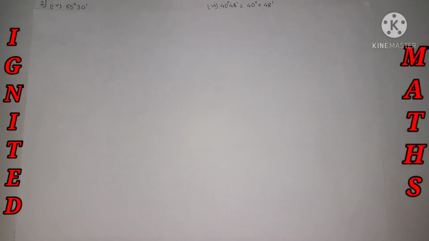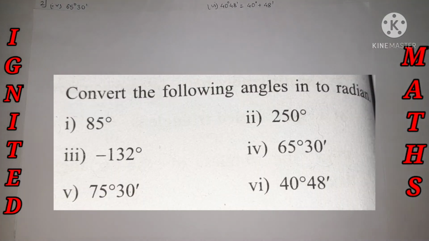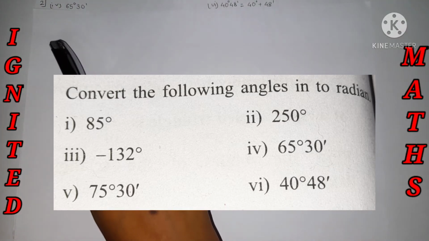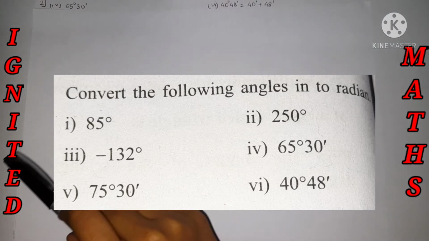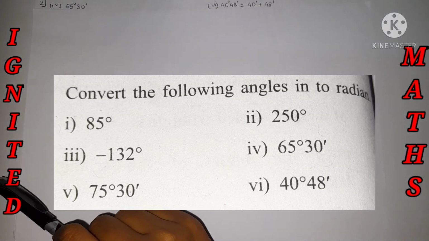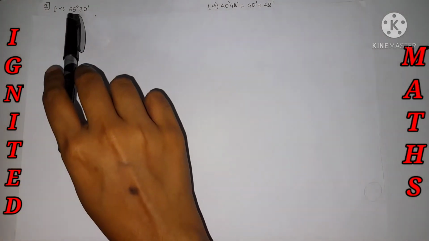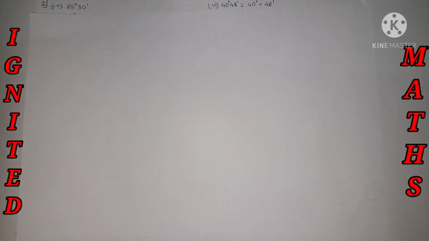At the second main question, the question is given as: convert the following angles into radians. There is a list of angles given and we need to convert them into radian form. So over here we took the fourth sum in which the angle is given in both degree and minute. We need to convert both into radian form. How to solve these sums? Okay, one is in the degree form and the other one is in the minute form.